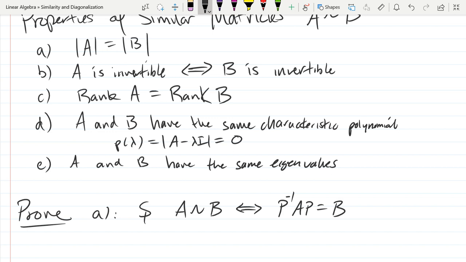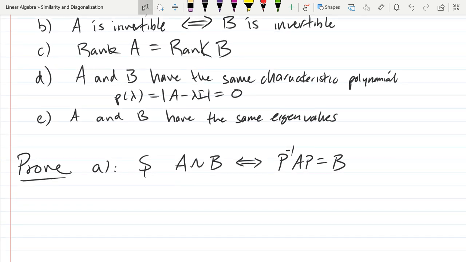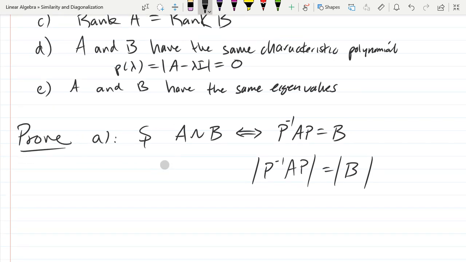You get this matrix P such that multiplying like this makes A turn into B. And so I want to look at determinant. Let's look at determinant of B. So let's just take the determinant of this P inverse AP. If two matrices are equal, then their determinants are equal. That's pretty clear. So we have that product equals B. So determinant of that product matrix is determinant of B. Now what I'm going to do is split up the determinant across that product. So we saw that this is true for multiplication, that the determinant splits across the product right here.